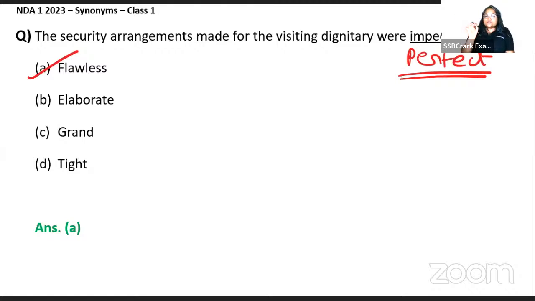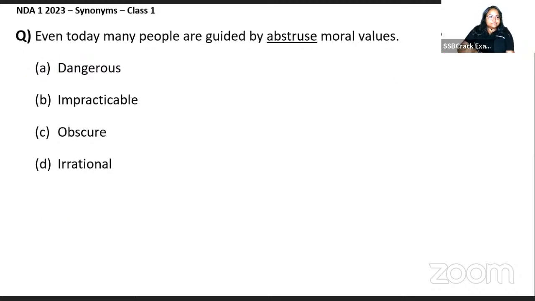The white shirt he was wearing was impeccable. It means there is no stain or flaw on it. It was absolutely perfect. So impeccable means perfect, which does not have any kind of flaws. So flawless will also be another synonym for impeccable. So option A will be your correct answer. Okay, chalo next one.